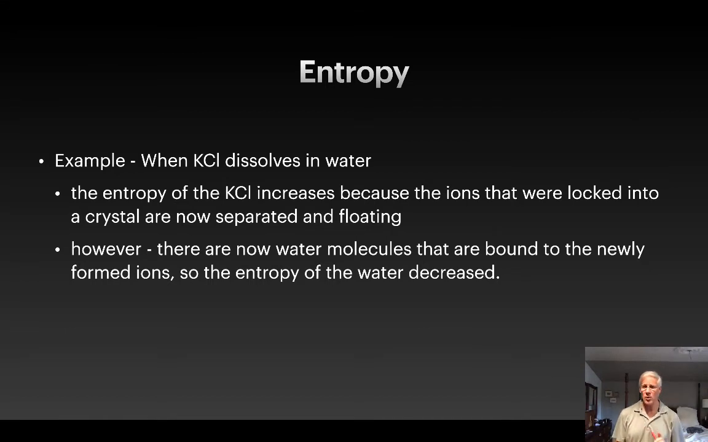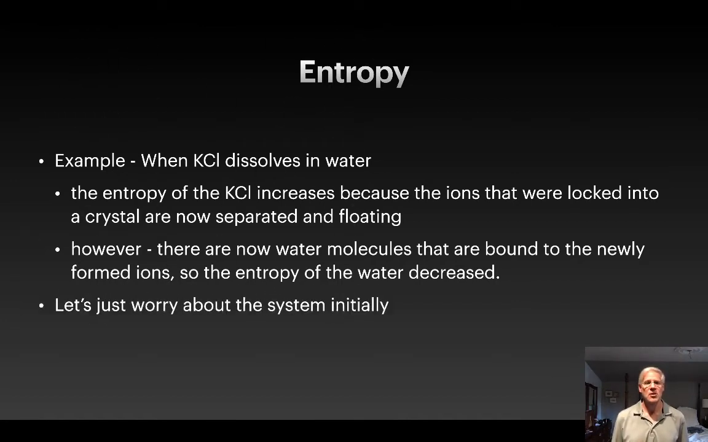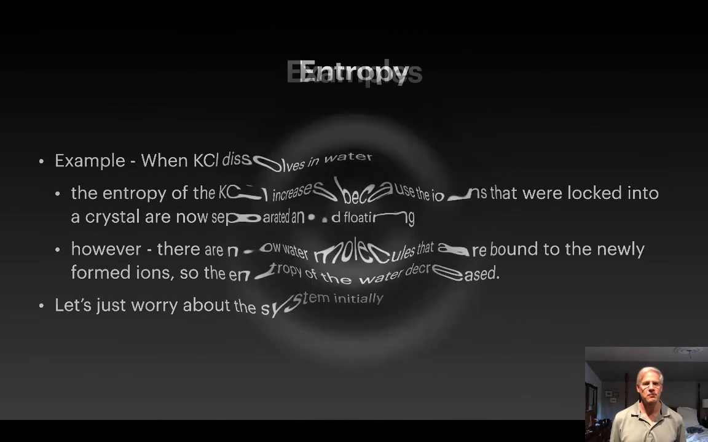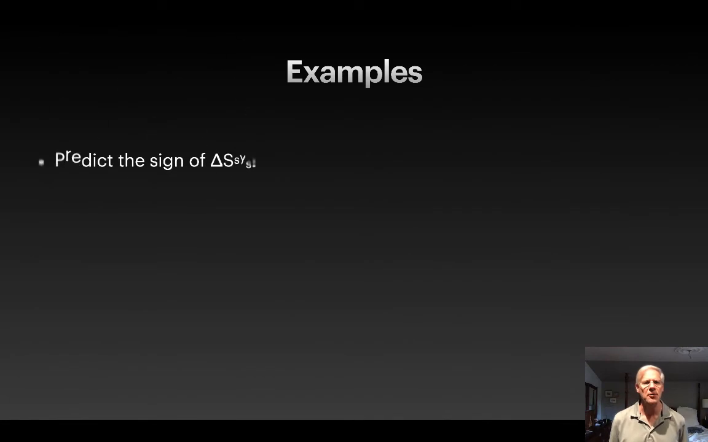However, if we think about the water molecules, they're actually going to bind to those ions. So the entropy of the water has decreased. So we've had an increase in entropy in our system, but a decrease in entropy of our surroundings. Whether that process is overall a positive change in entropy or a negative change in entropy is very difficult to determine based on this information. So for right now, the only thing we're going to focus on is the system. We'll get to the surroundings a little bit later.